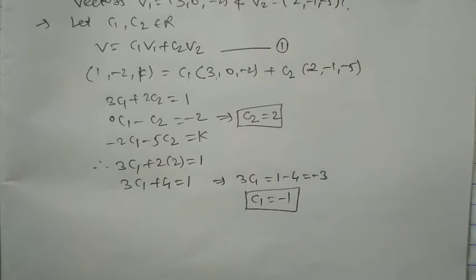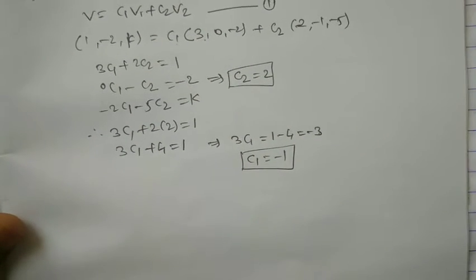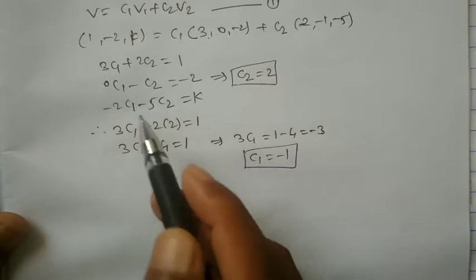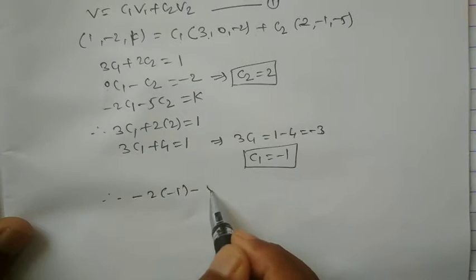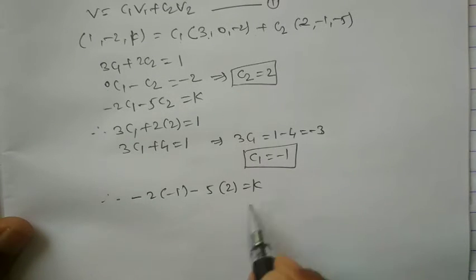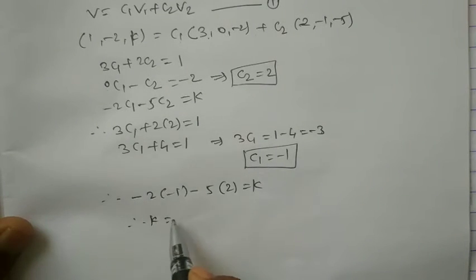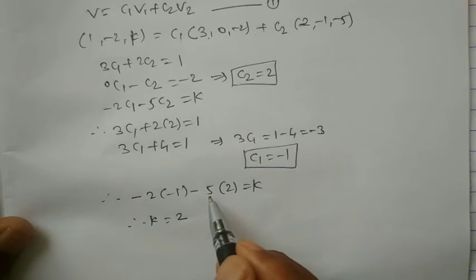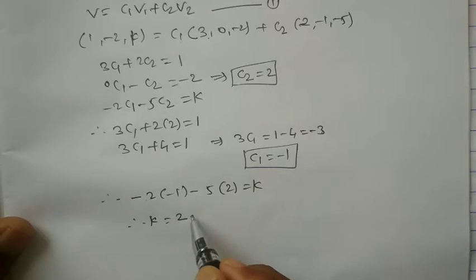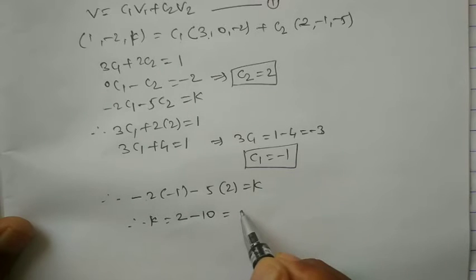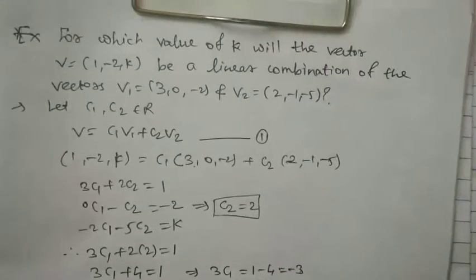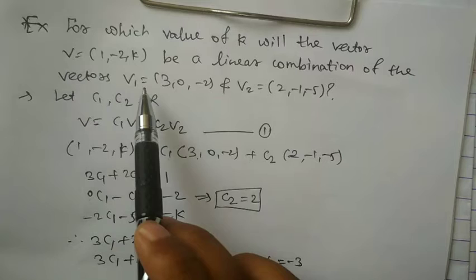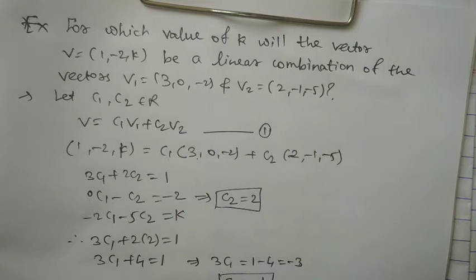So we get the values of c1 and c2. Put the values of c1 and c2 in equation number 3. Therefore we will get minus 2 times c1, which is minus 1, minus 5 into c2, which is 2, is equal to k. Therefore k is equal to minus 2 into minus 1, it is 2, minus 5 into 2, it is minus 10. So 2 minus 10 is minus 8. Therefore the value of k is minus 8. If k is equal to minus 8, then this vector v is a linear combination of v1 and v2.